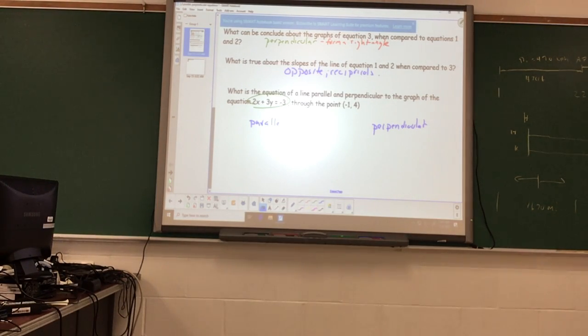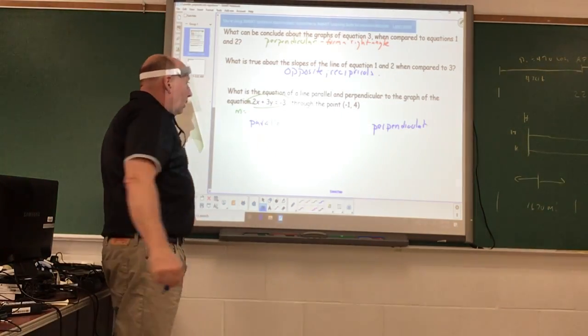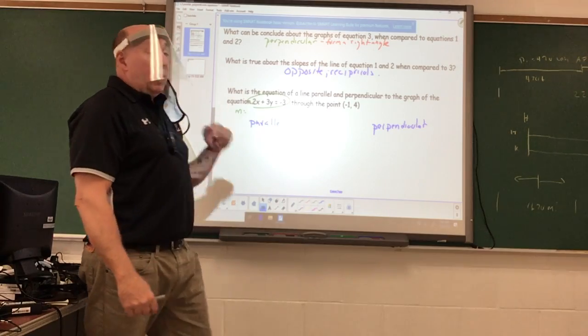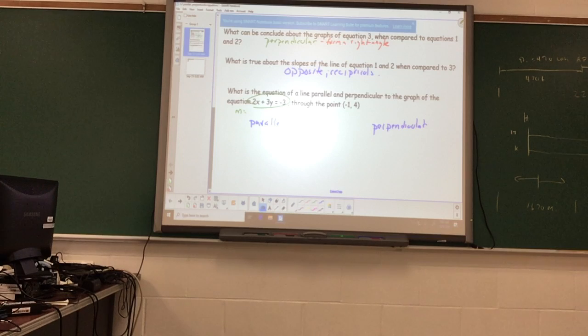Well, if I have lines that are parallel, they have to have equal slopes. Which means for 2x plus 3y equals negative 3, I need to find what the slope is. So determine what the slope is. Put it in y equals mx plus b form. Check your answer with somebody around you.